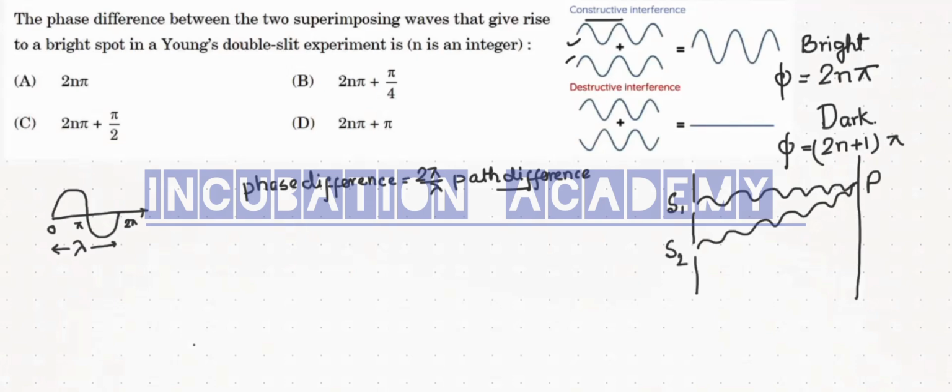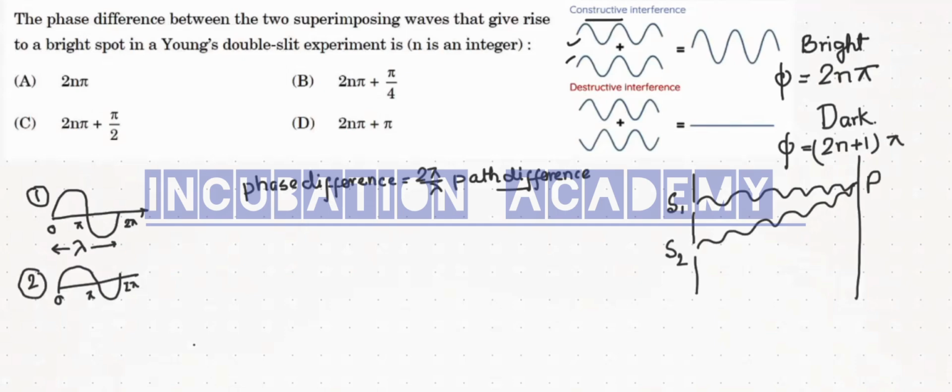From where does it come? If two waves superimpose like this, let us say this is wave 1 and this is wave 2. These waves exactly match with each other. If this is 0, this is 2π, this is π, they exactly match each other. Then we can say these 1 and 2 are in phase, that is, there is no phase difference.